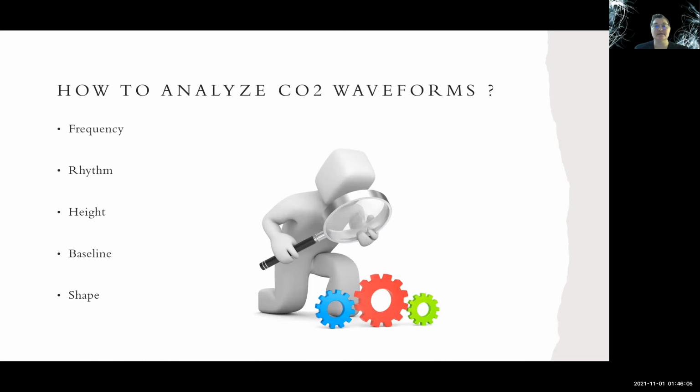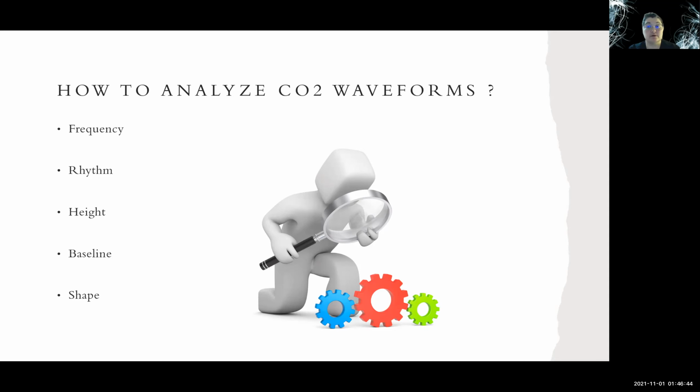So how are we going to analyze these waveforms? Well, ultimately, when we look at them, we have to evaluate several aspects in order to come to the conclusion of what it's trying to tell us. We're going to look at the frequency of each individual waveform, the rhythm, the height. Are they returning to baseline? And most of all, just the overall shape. All of these aspects are going to help us understand what we're seeing when we read a waveform.